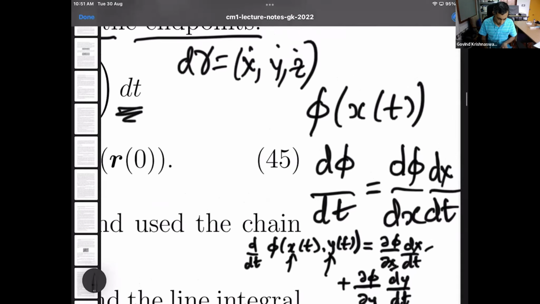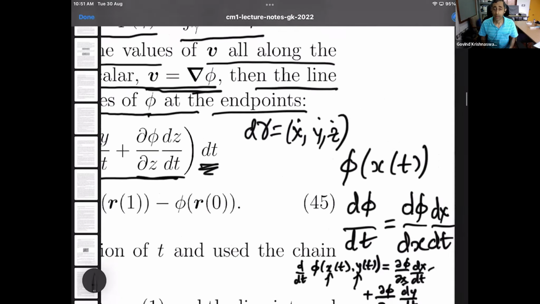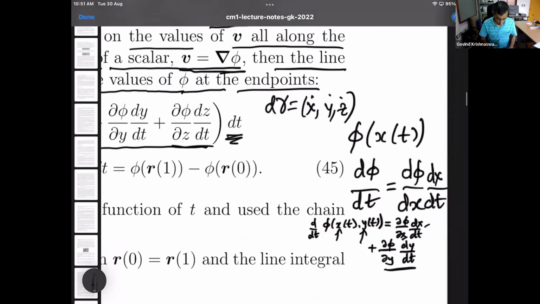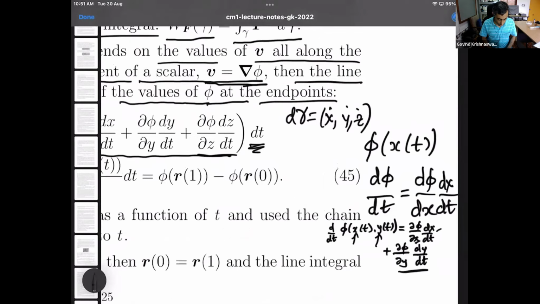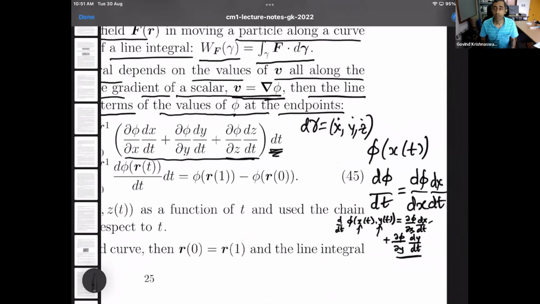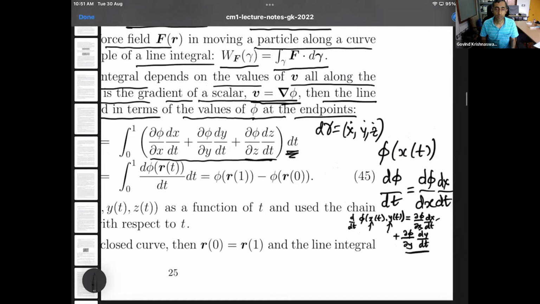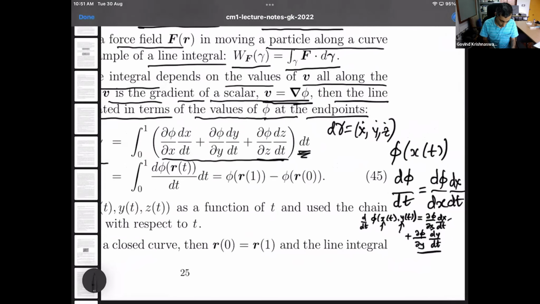So I hope the statement of the chain rule is understandable. I now intend to use the chain rule over here, to recognize that if phi is regarded as a function of the location of the particle, or the position along the curve, then this sum of three terms is simply d phi dt. We can always think of phi as a function of time rather than as a function of position. We have both viewpoints.